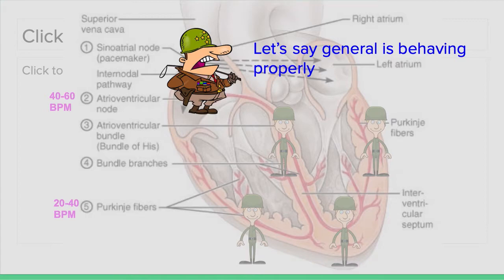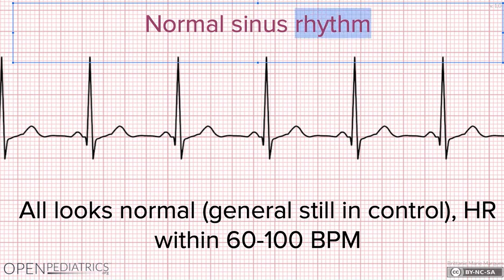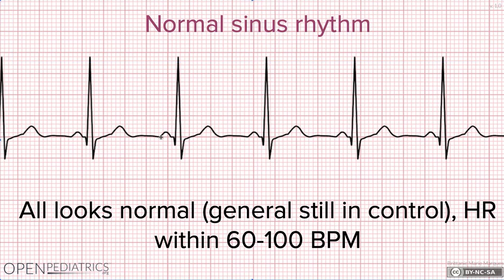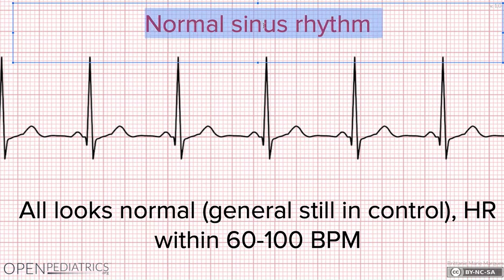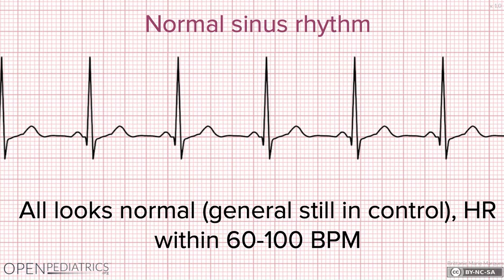So let's first look at what it should look like, again, if the general behaves properly. We should have a normal P wave, QRS, T wave, a segment, and then repeat. This is what's known as a normal sinus rhythm. Sinus just refers to the sinoatrial node, so our general. So our SA node, or sinus, is working normally. Everything looks normal. The beat is within a normal resting rate of about 60 to 100 beats per minute. Everything's good. General's behaving as they should.